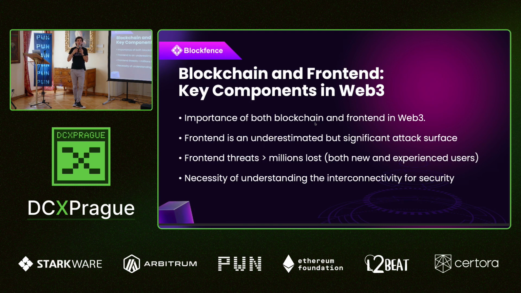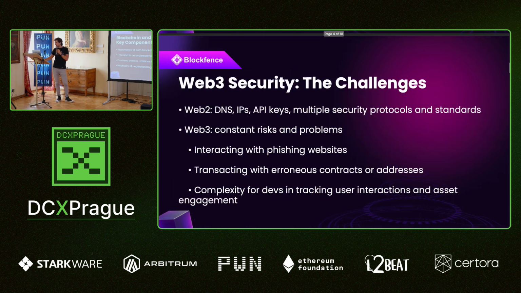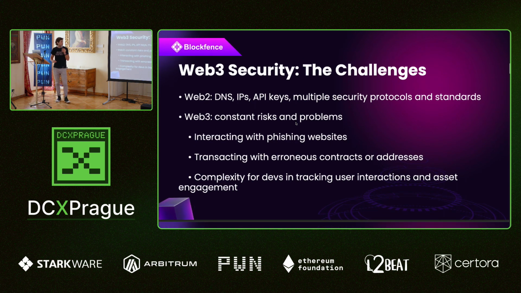Front ends are very underestimated, but some of the attacks that are growing the most are attacks on front ends, right? Like phishing attacks or hijacking domains, for example. And there they take you to malicious smart contracts, and there you lose millions of dollars. So we think that it's very important to add that layer. In Web2, we have lots of information. We have DNS, IPs, API keys, multiple security protocols, and standards.